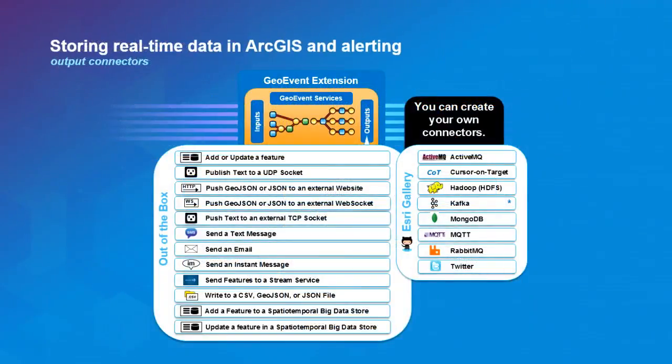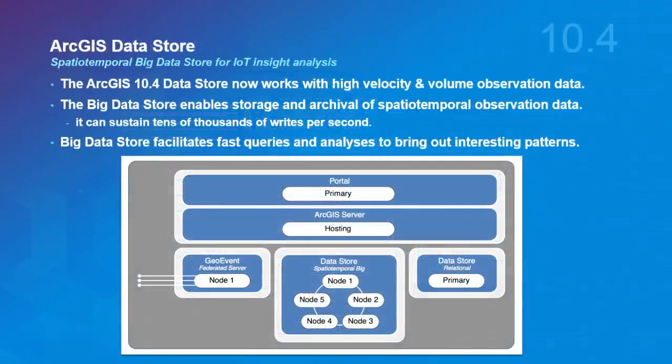And GeoEvent provides output connectors to record the data either into a relational database through feature services, or through output like text files in CSV, JSON, XML format, send email or do whatever other things, send a tweet even. We also, in 10.4, came out with a big data store that allows you to record your data if it's coming in at high frequency, high volume, surpassing a few thousand messages per second.